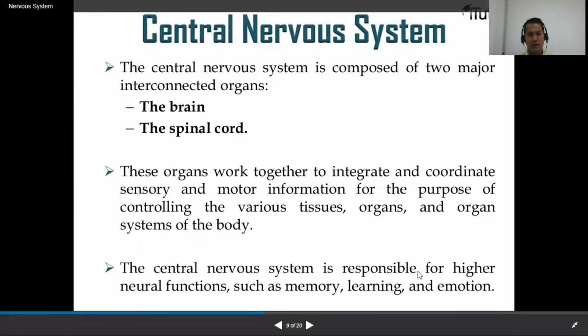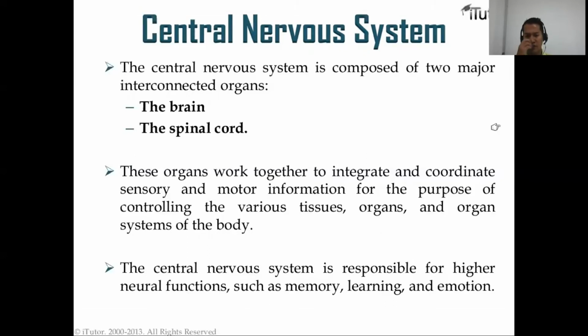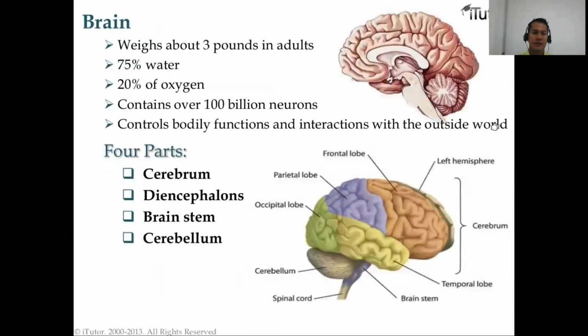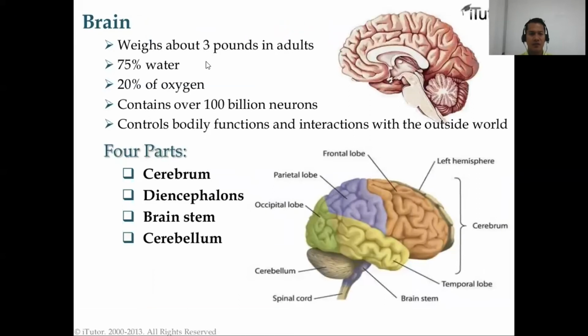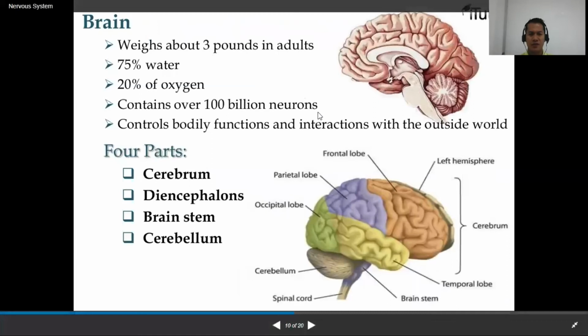The central nervous system is responsible for higher neural functions such as memory, learning, emotion, reasoning, and all that. All the brain works. So it's very important. The brain weighs about 3 pounds in an adult, is made up of 75% water, 20% oxygen, and has over 100 billion neurons. That's a lot of cells, right?